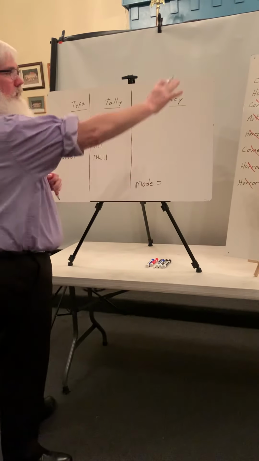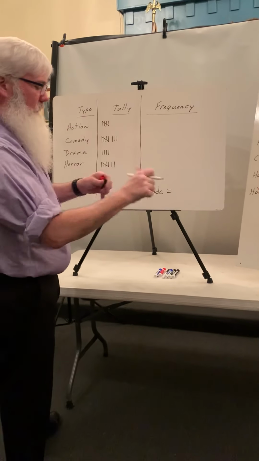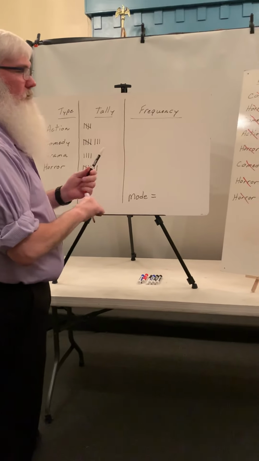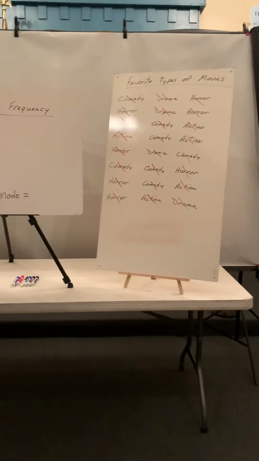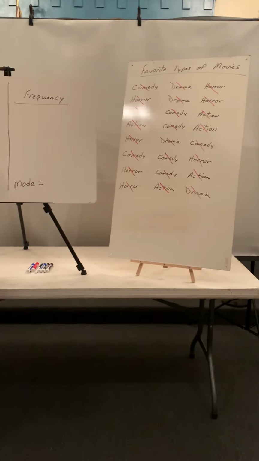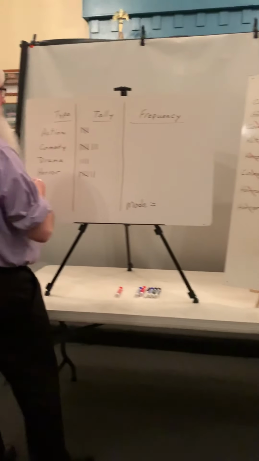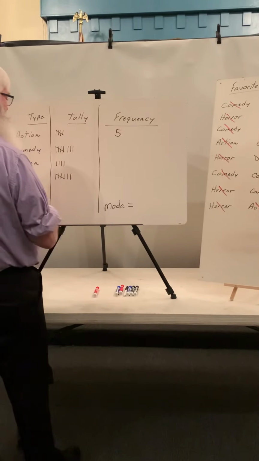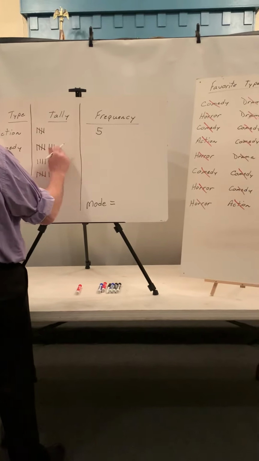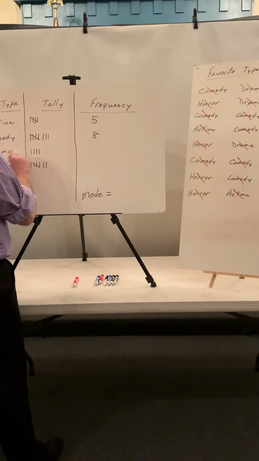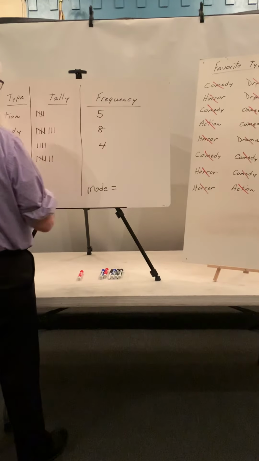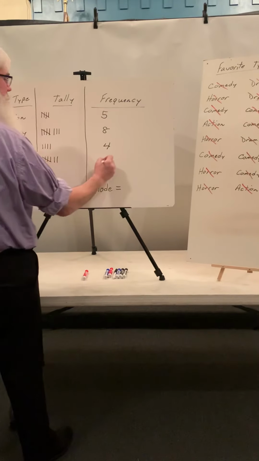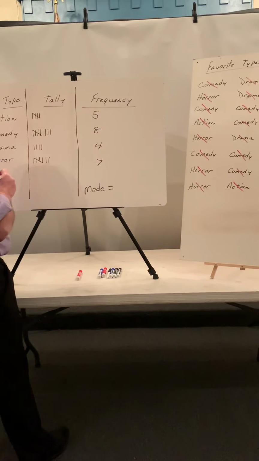Now, as you can see, we've marked off all of our items from our data survey, and we have them all listed in our chart. So now I'm going to add up. I have 5 for action. I have 5, 6, 7, 8 for comedy, 4 for drama, and 5, 6, 7 for horror.